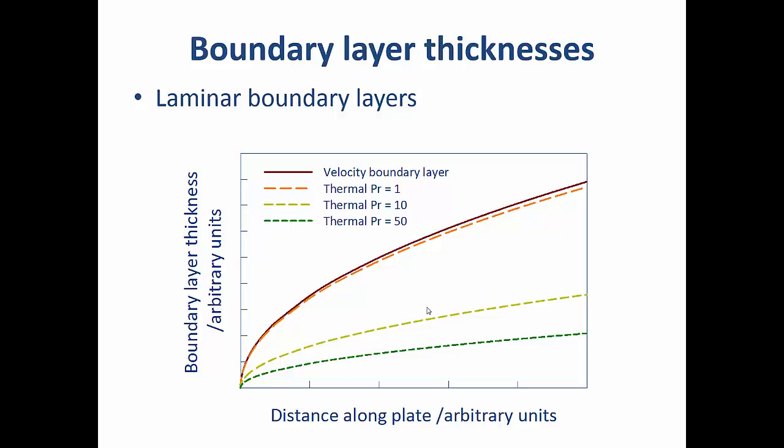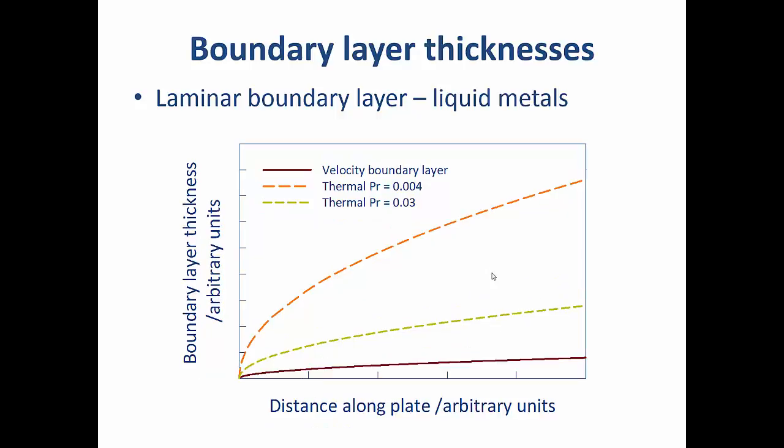So in this case, I plotted boundary layer thickness, all in arbitrary units, versus the distance along the plate in arbitrary units, and I plotted this for a particular velocity boundary layer and then different thermal boundary layers with values of the Prandtl number equal to 1, 10 or 50, and you can see that the thermal boundary layer thickness is roughly equal to that of the velocity boundary layer, as I indicated in the last lecture. The Prandtl number is equal to 1. As the Prandtl number becomes larger, then the thermal boundary layer becomes much thinner than the velocity boundary layer.